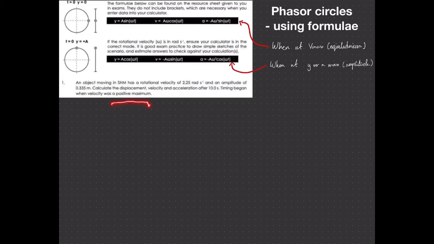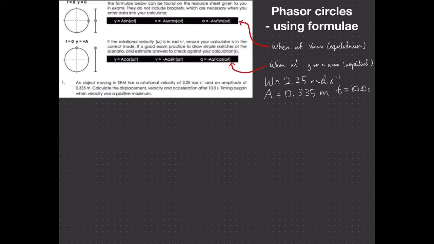They've said the velocity is at a positive maximum, so we know that we're at the point of equilibrium and we're going to use our equations from above. Okay. I'm going to note down any worthwhile information, specifically our rotational velocity, which is 2.25 rads a second or radians a second. Our amplitude, capital A, which is 0.335 meters, and time, which for us is going to be 10 seconds. Okay, more specifically 10.0 seconds. So they want us to calculate the displacement, velocity and acceleration using these figures. And again, they've stated that it's at a positive maximum, so we're using our equations above.